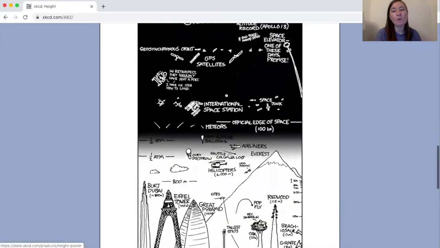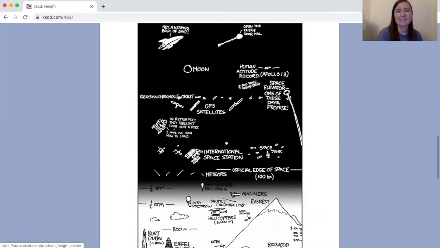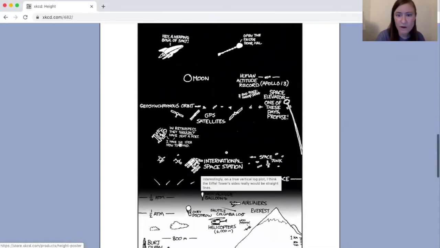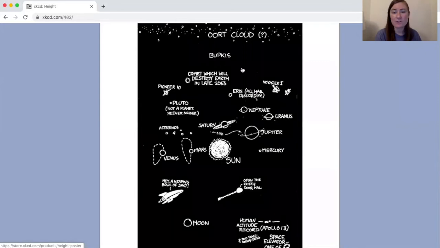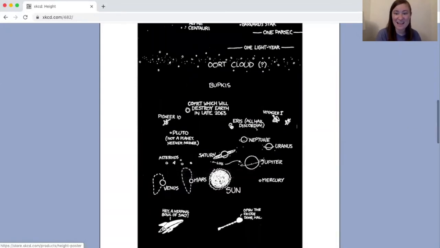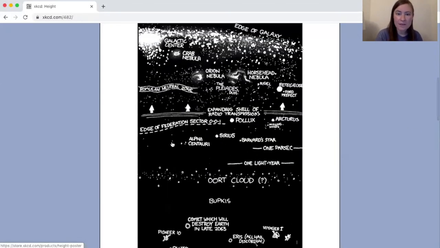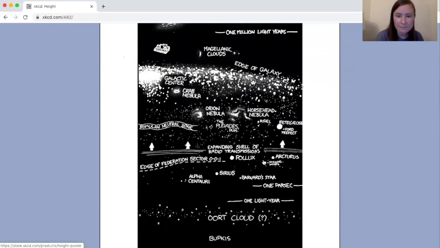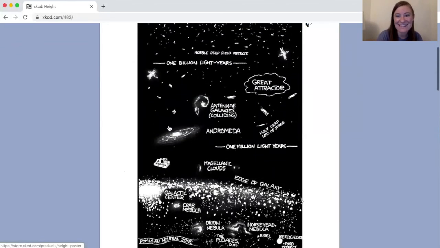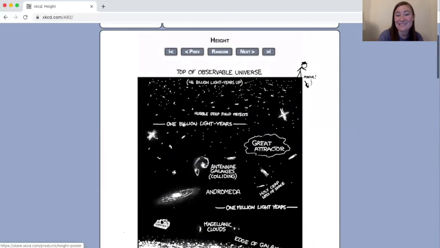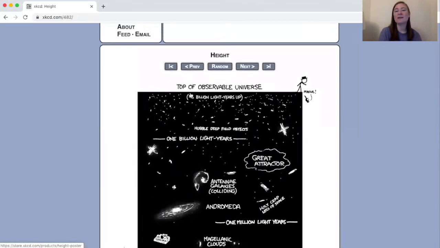But now we can see, okay, here's the edge of space. Here's where most of our satellites are, and the moon. Up here is a lot of the planets and the sun, right? Here we've got the shell of radio transmissions that we've been sending out from Earth, and the edge of our galaxy, some of the other galaxies, right? All the way up to the top of the observable universe.